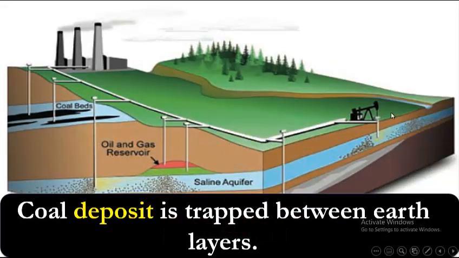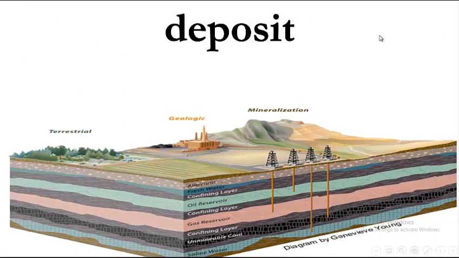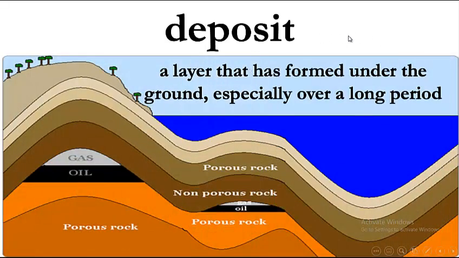Let's move to the next word. Coal deposit is trapped between earth layers. Repeat after me. Deposit, deposit. What does it mean, deposit? A layer that has formed under the ground, especially over a long period.